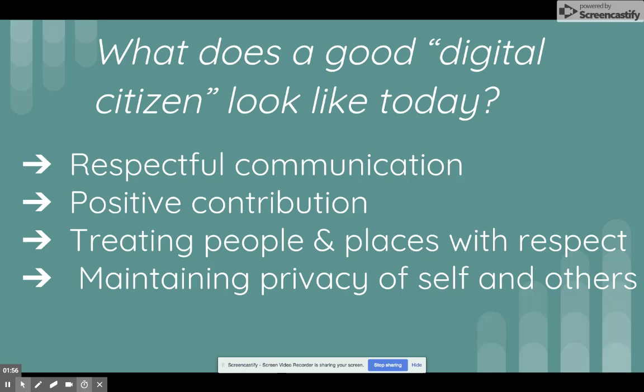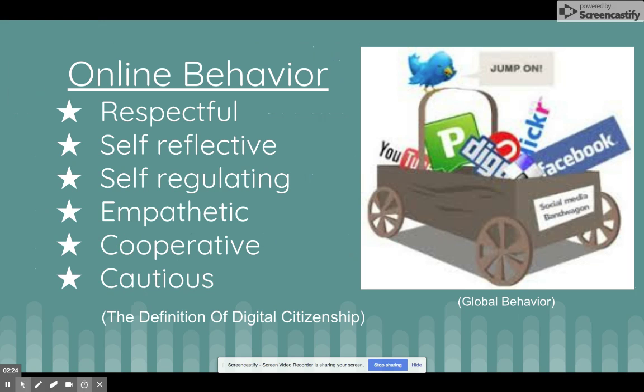They also need to be aware of safety issues, maintaining their privacy and the privacy of others by not sharing personal information. Much like being a good citizen, digital citizenship is about participating in the use of technology responsibly. This is where educators can guide students' use of technology by bringing to light acceptable conduct. Online behavior is respectful, self-reflective, self-regulating, empathetic, cooperative, and cautious.